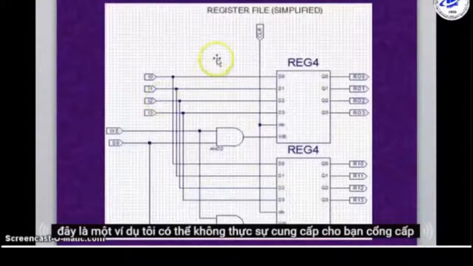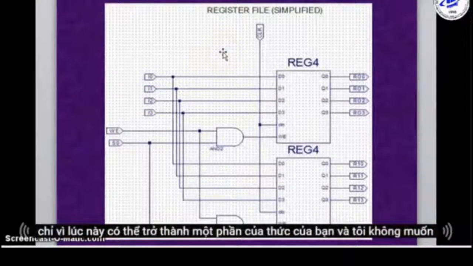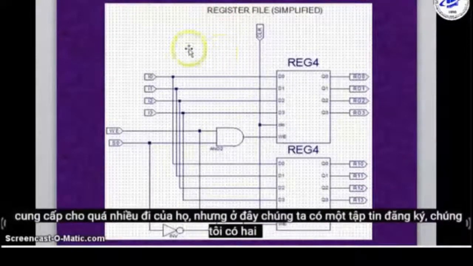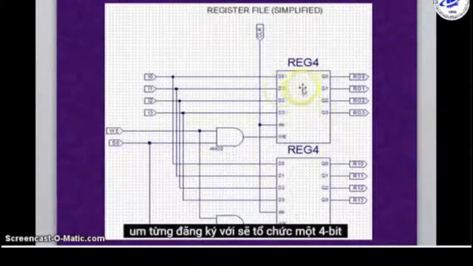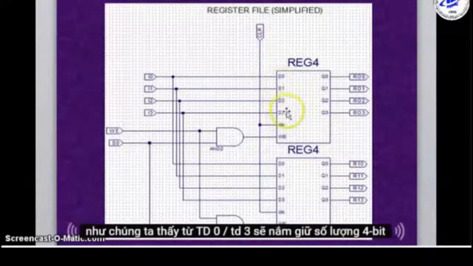Here's an example. I couldn't really give you gate level just because this may become part of your final, and I don't want to give too much away there. But here we have a register file. We have 2 registers. Each register will hold a 4-bit number, as we see from D0 to D3.